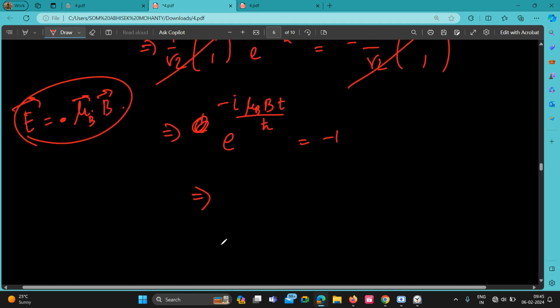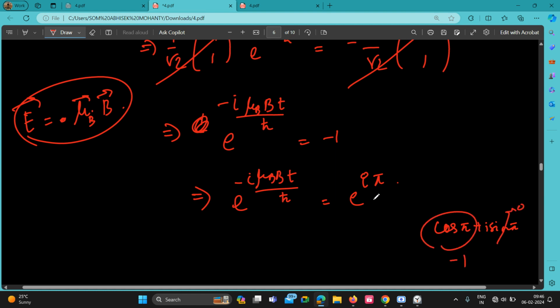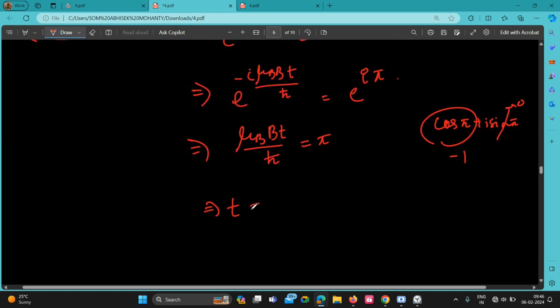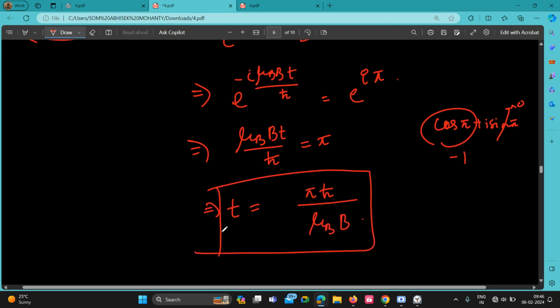Now minus 1 is how much? e to the power minus i mu B B t by h cut is equal to e to the power i pi. We can say that e to the power i pi is cos pi plus i sin pi, and sin pi is 0, so this is minus 1. Comparing these two, I get mu B B t by h cut is equal to pi. So how much is t? Time is pi h cut by mu B B. That is the answer. Okay, clear?